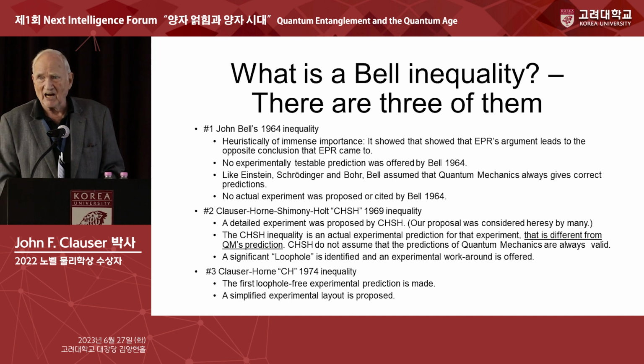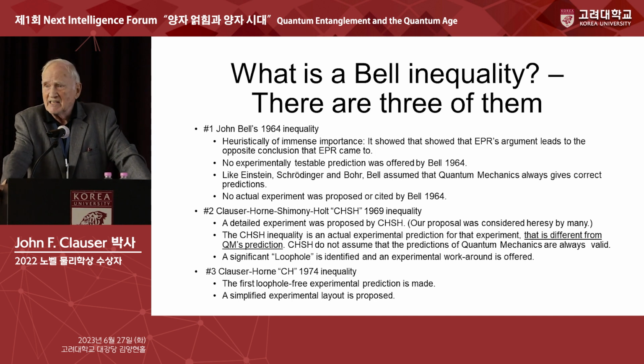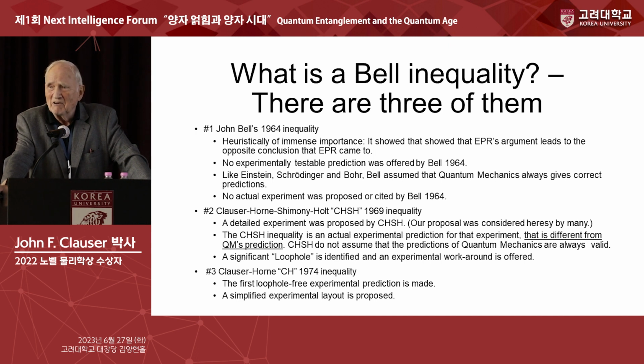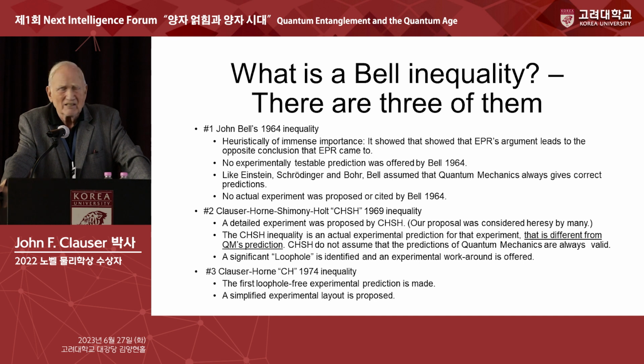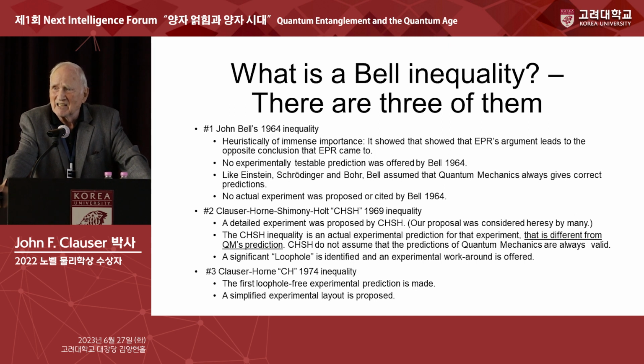Okay, there are really three of them. In 1964, John Bell looked at Einstein, Podolsky, Rosen's argument, and he made a totally brilliant, totally unexpected discovery: that the addition of hidden variables led to exactly the opposite result that Einstein, Podolsky, and Rosen had intended.